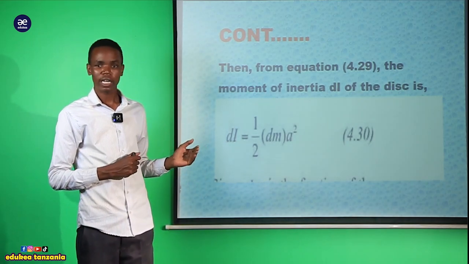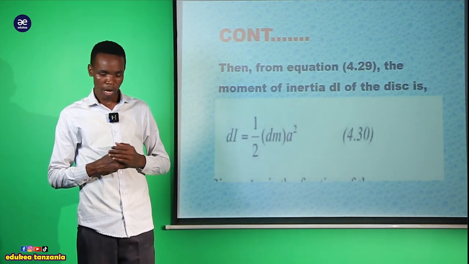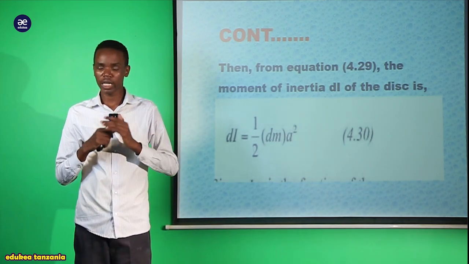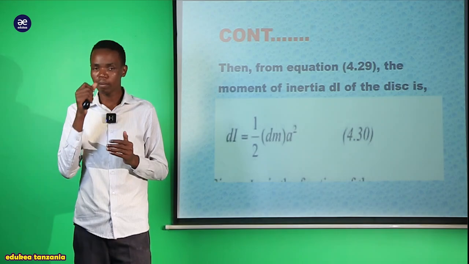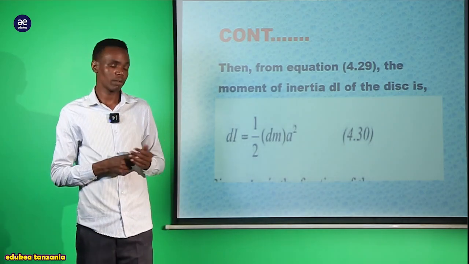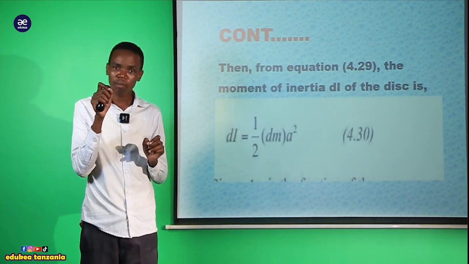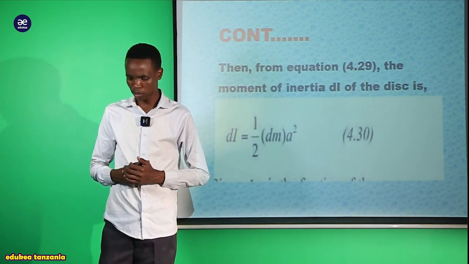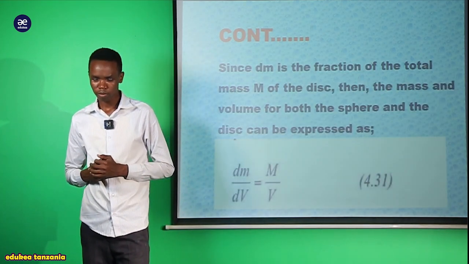We focus on the elemental disk, which contains the mass dm. Instead of writing m, we write dm times the distance. The distance of the elemental disk must be a squared. So this should be equation number 30 in our first topic.